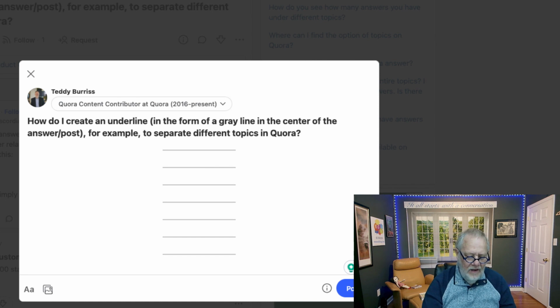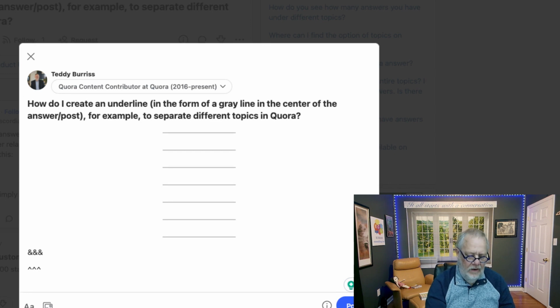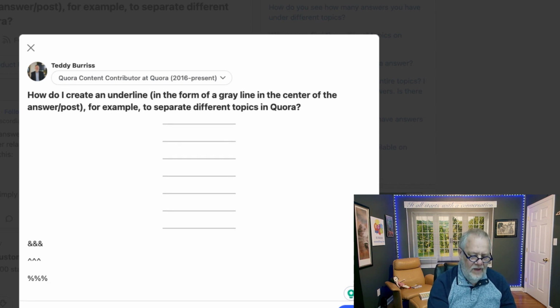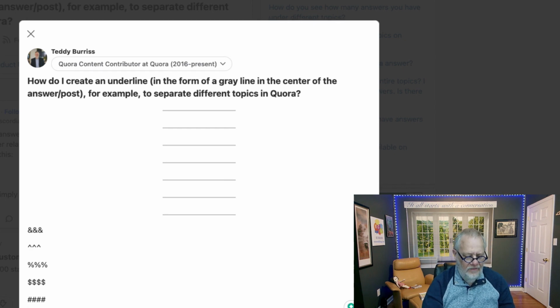The dollar signs, the ampersand, I didn't try that. Nope. Caret up, it's called a caret. The percent, nothing. Let's go with the dollar sign, nothing. Let's do the pound symbol, nothing.